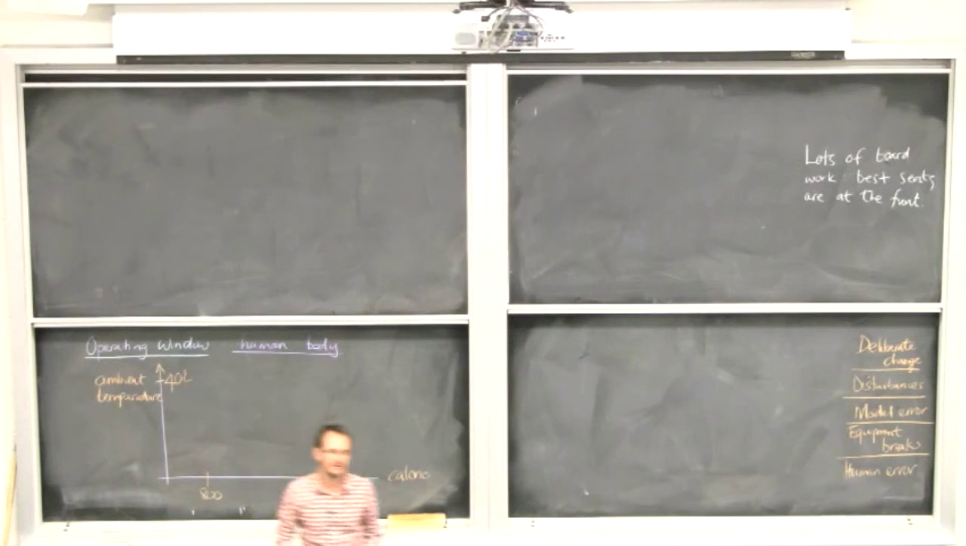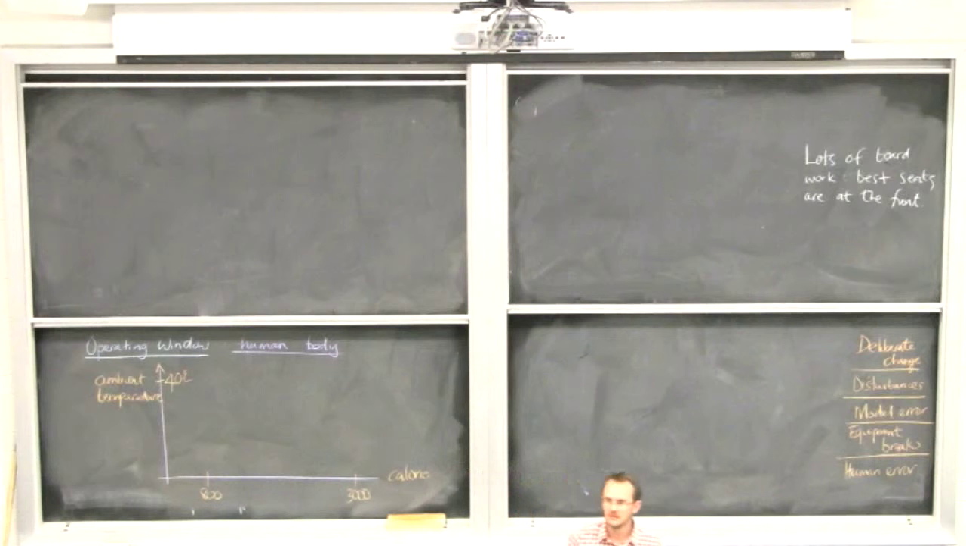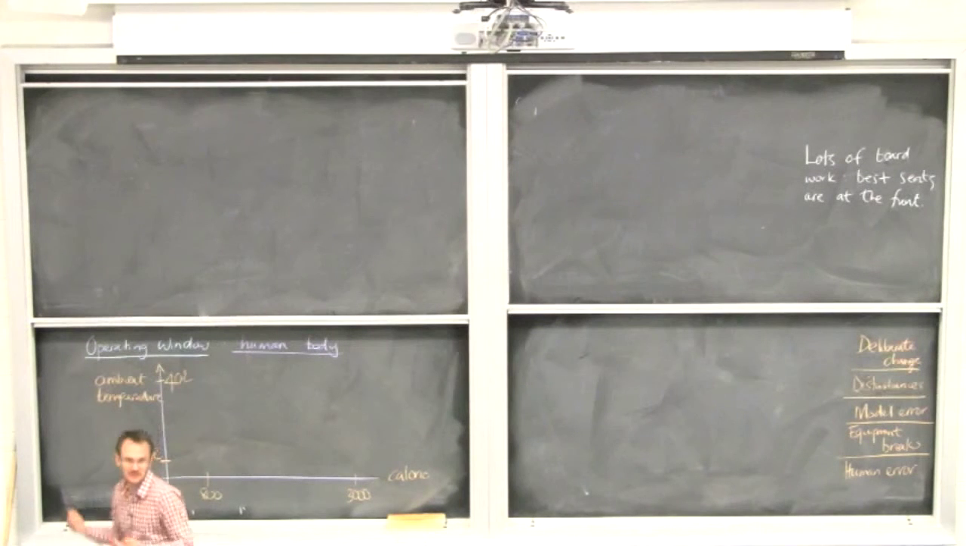What would be a lower bound? Let's assume that you're wearing clothes, right? Ambient temperature that you can expose your body for, let's take 10, 20 hours, a long period of time. We're looking at an operating window. Okay, so let's pick 5.